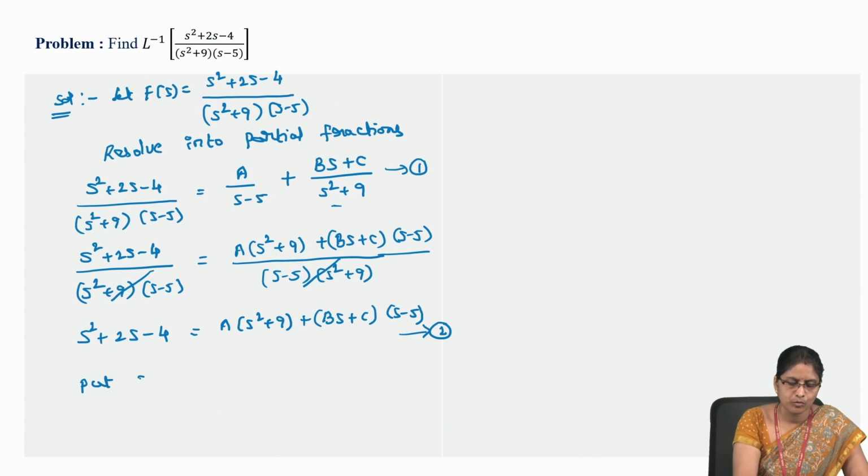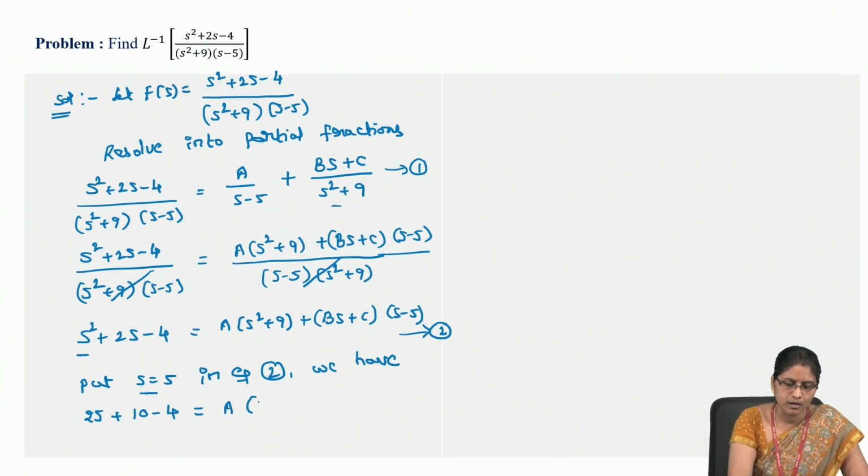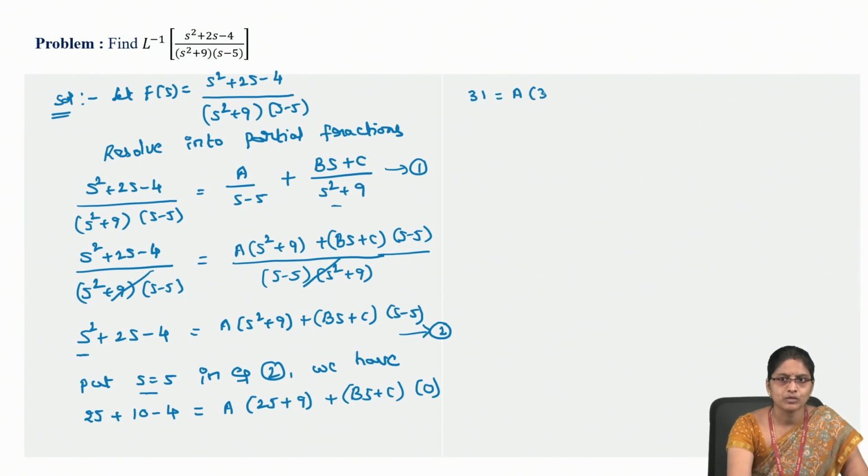First, put s is equal to 5 in equation 2. Put s is equal to 5, we get 25 plus 2 into 5, 10, minus 4 is equal to a into (25 plus 9) plus (bs plus c) into 0. 25 plus 10 minus 4, we get 31 equal to a into 34. That implies a is equal to 31 by 34.